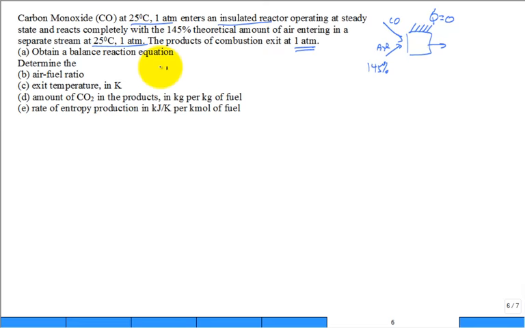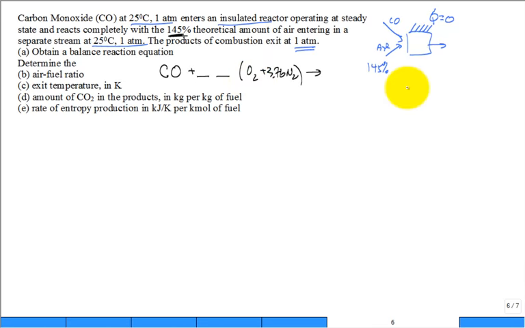So our fuel is CO, and we're going to have some excess air. So I'm going to have a 1.45 in my mind, times whatever stoichiometric air. Air is oxygen plus 3.76 nitrogen. So you see why I have two spots left in front: one to get stoichiometric, then to put 145% theoretical air.